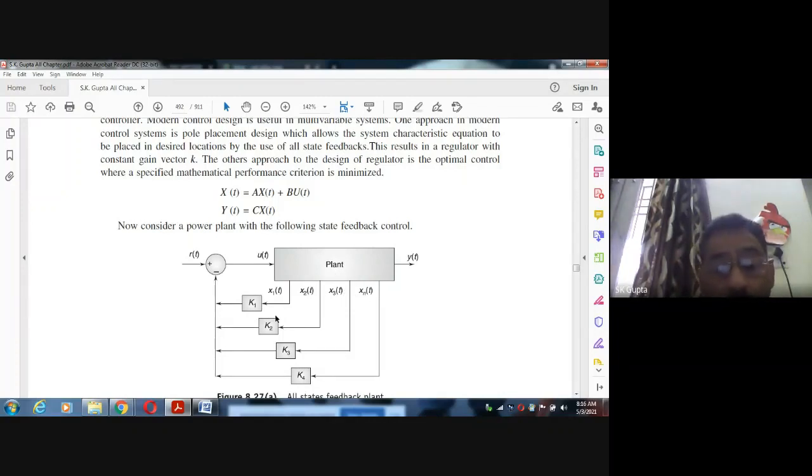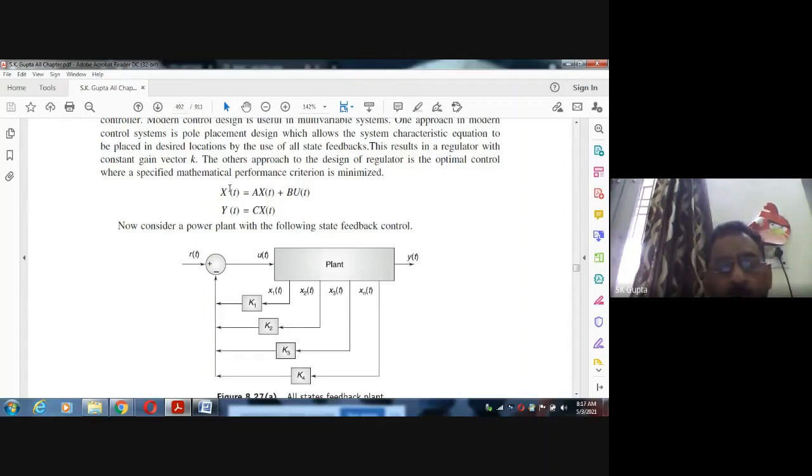Now in place of taking one feedback, if we take the feedback from all the system states, x1, x2, x3, from all of them we take a feedback, apply some gain, and this feedback is given to the input. Then we have to find out what is the effect of such feedback.